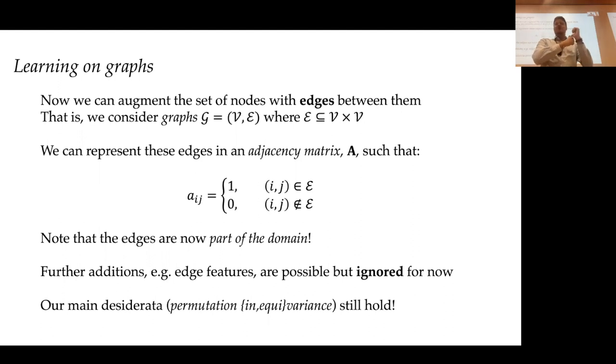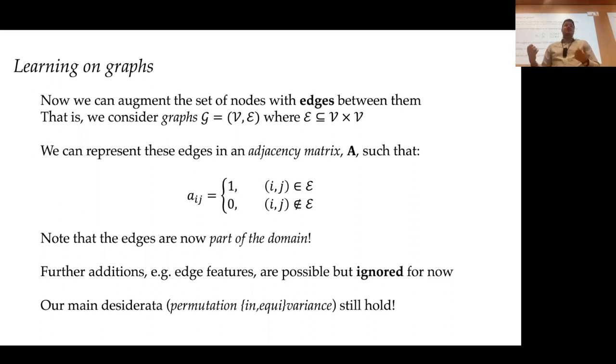There can be real-valued features. There can be even full-on edge features on the edges. That's all possible. But for now, we're sticking with this binary view of edge versus no edge, just because the maths is a little bit simpler. But all the conclusions we make on the binary case will transfer analogously to the case where edges have features on them. Okay. And what's changed, really?